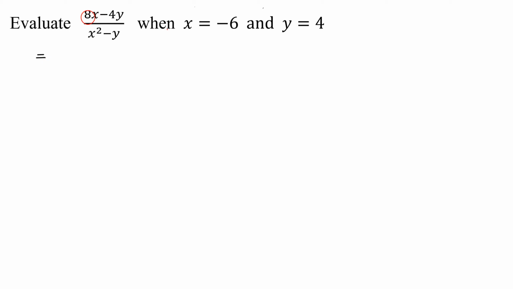So I'm going to have 8 times x. So it's 8 times x is negative 6 minus 4 times y. Y is positive 4. All divided by x squared. X is negative 6, so be careful, it's negative 6 all squared, minus y is positive 4. So now I've plugged my numbers in. I need to evaluate it.